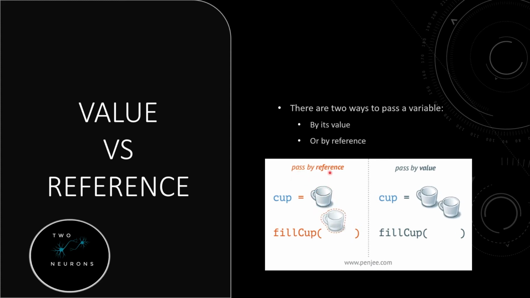On the left, we have pass by reference. We have the same variable called cup, which is represented by an empty mug. We pass the reference of that variable into the function fill cup, and notice that as one fills, the other fills. So that is a good visual representation of the difference. That said, let's take a closer look at this. So let's start with value.